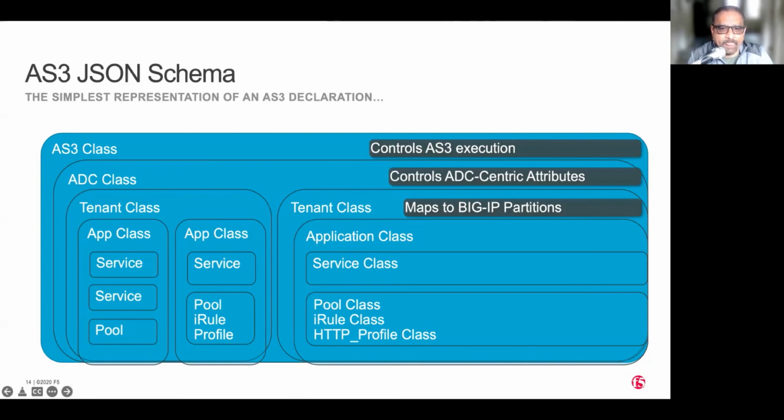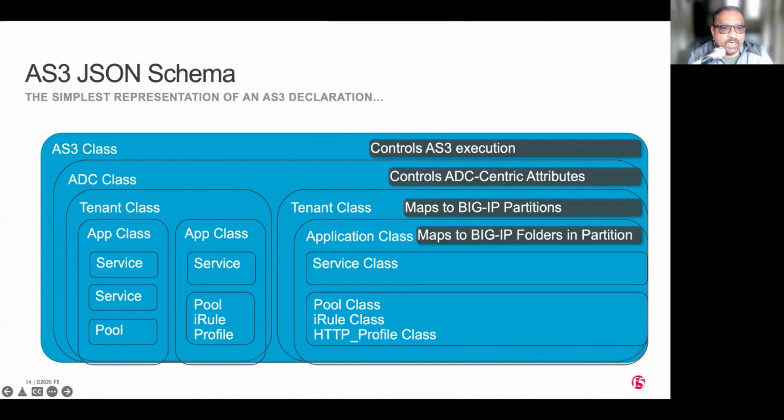That is the idea. Then you have the application class, which is the definition of what type of application you want to deploy, right? It could be TCP, it could be HTTP, HTTPS, it could be UDP, L4, all those kinds of things you can define there.